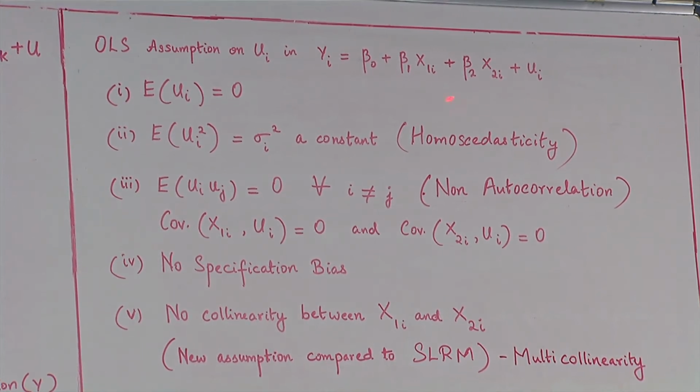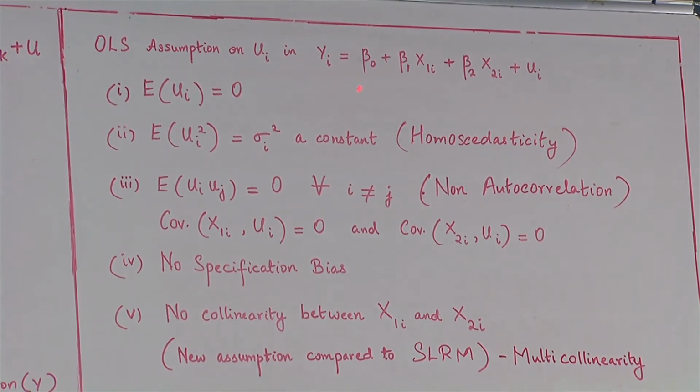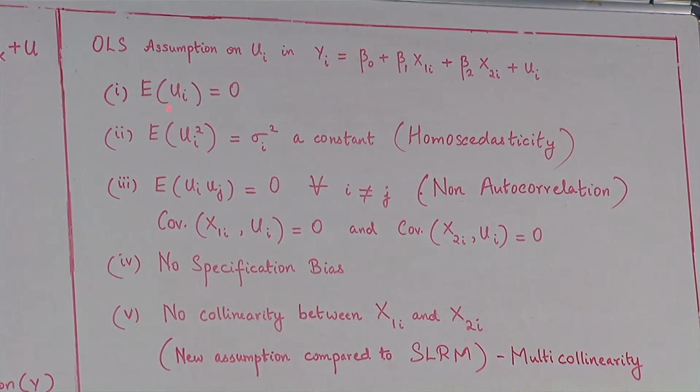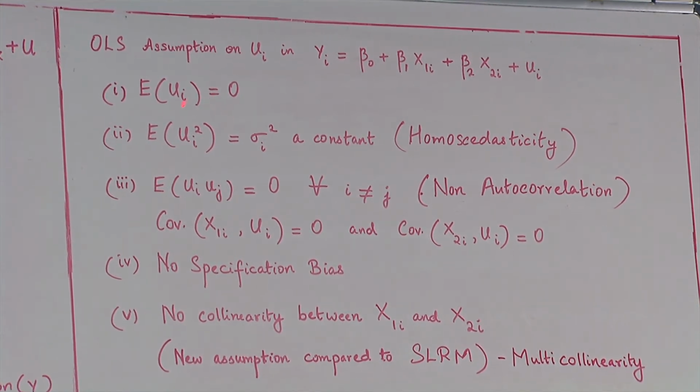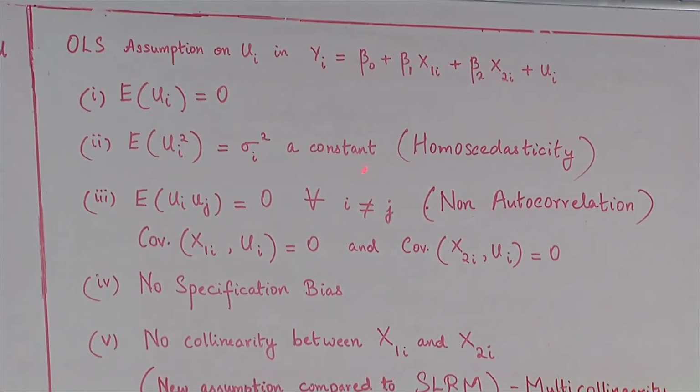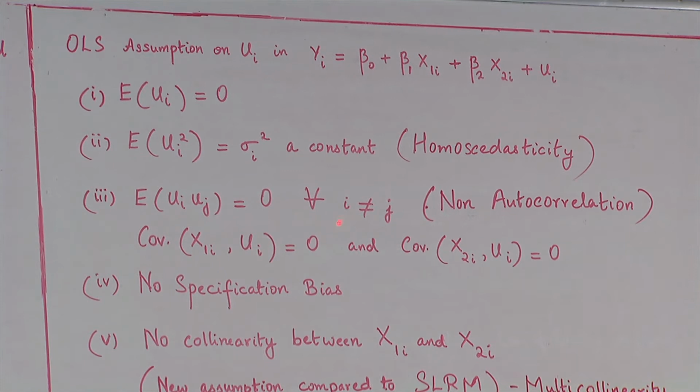I hope you already know OLS is the ordinary least squares assumption. So, yi is equal to beta naught plus beta 1 x1i plus beta 2 x2i plus ui is the model, and the OLS assumption for this is, first, E of ui equal to 0. So, the mean is 0. Then E of ui square is equal to sigma square, a constant for the whole model, and this is also called the condition of homoscedasticity. The third assumption is E of ui uj equal to 0 for all i not equal to j, and this is the assumption of non-autocorrelation.